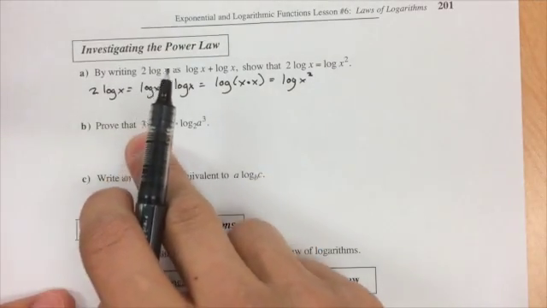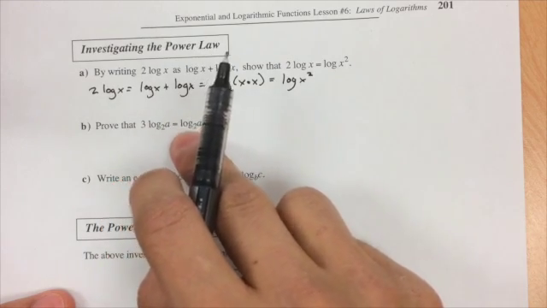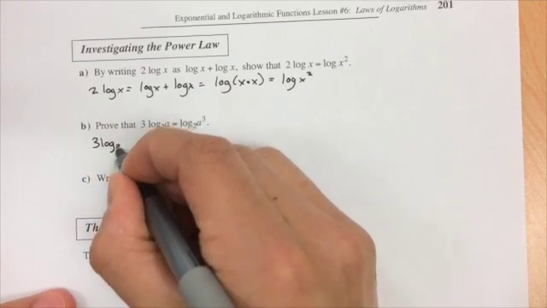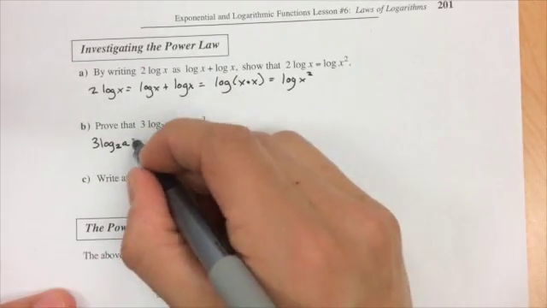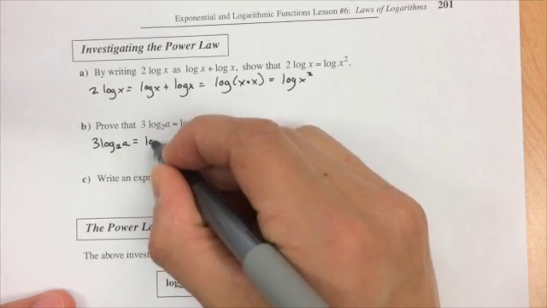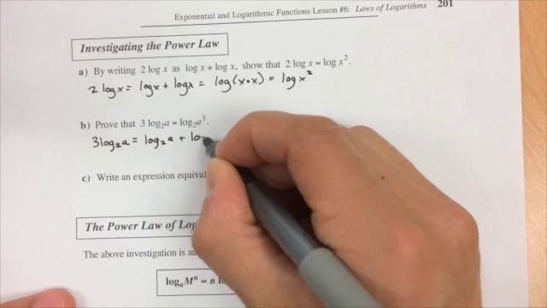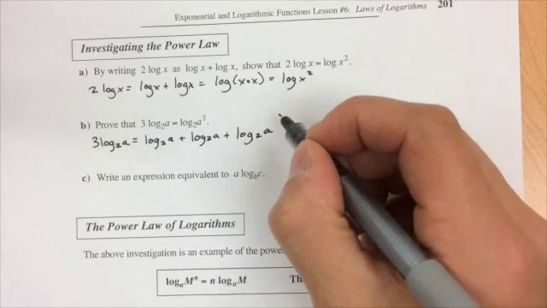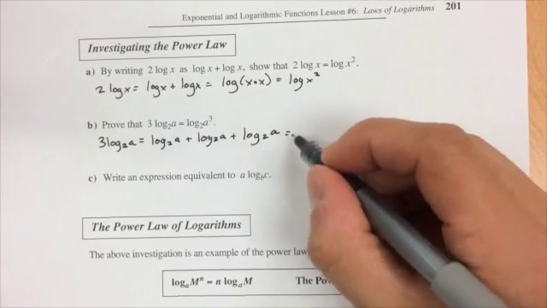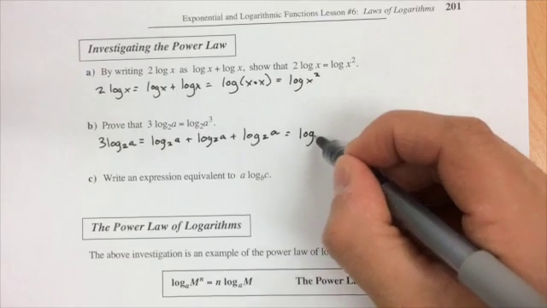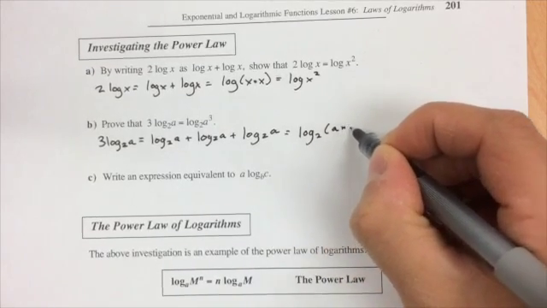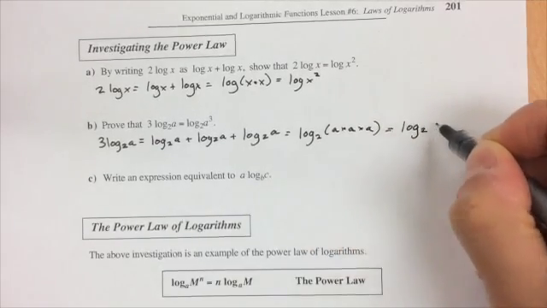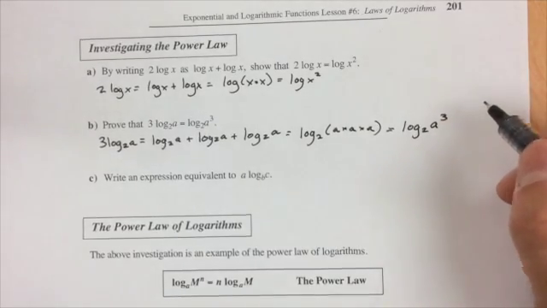So now we want to prove that 3 log 2 of a is equal to log 2 of a cubed. Okay, well, if I have 3 log 2 of a, that's 3 times log 2 of a. That means that I have log 2 of a plus log 2 of a plus log 2 of a. All right, using the product law, if I multiply all my arguments, a times a times a, this would become log 2 of a cubed.